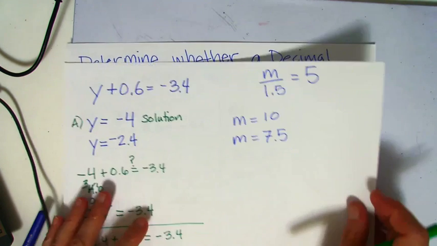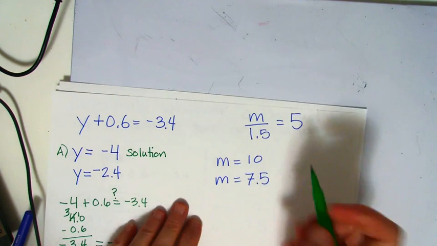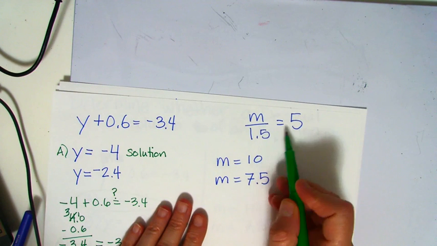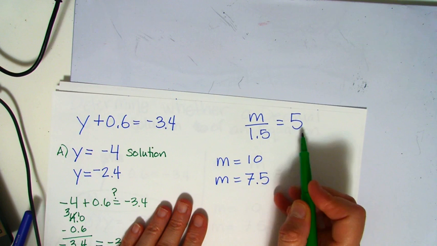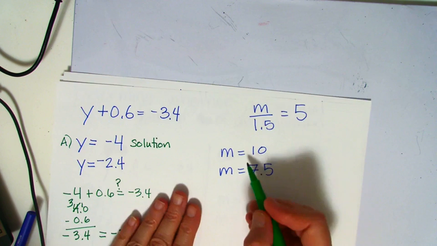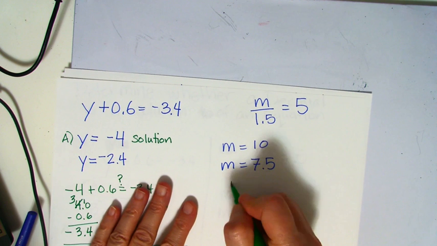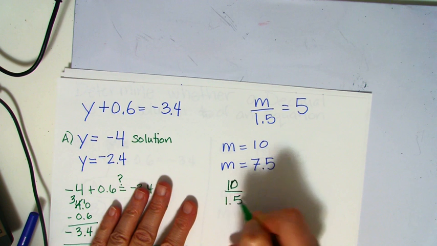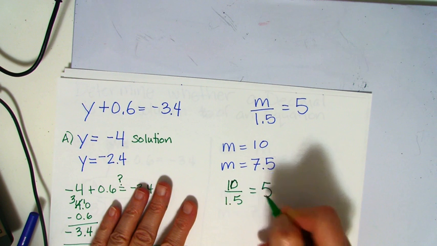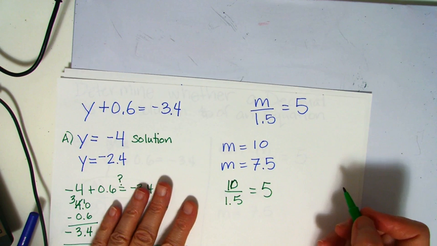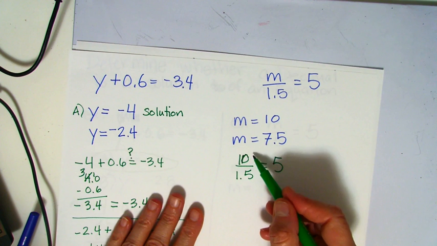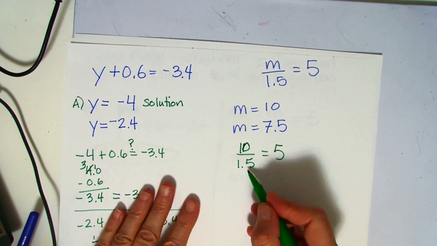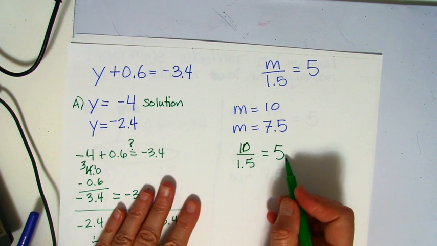Okay, let's look at the next problem. Here we have m over 1.5 equals 5, or m divided by 1.5 equals 5. We're going to plug in 10. So we've got 10 over 1.5 equals 5. Now what we're doing is we're going to be dividing 10 by 1.5, and we'll see if we get 5.